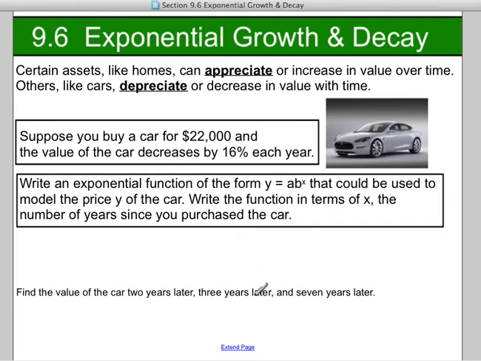Hello class and welcome to section 9.6, which is exponential growth and decay. 9.6 is our last section in chapter 9, so let's go ahead and get started.